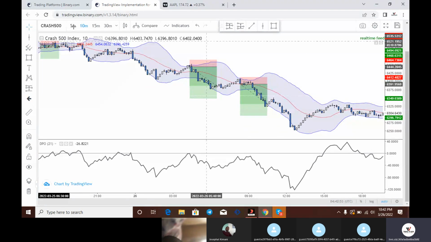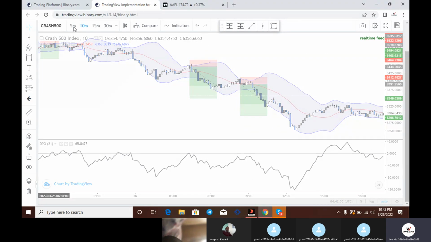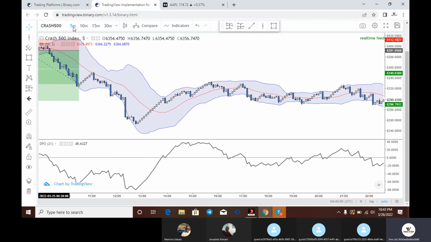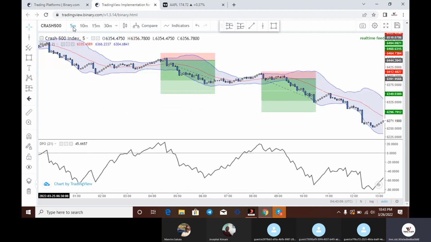So let's look at the 5 minute time frame, since that's what basically almost everyone has got on their phone. But remember, like I said, 5 minutes is as if I'm looking at 1 minute. The structures are not so clear.